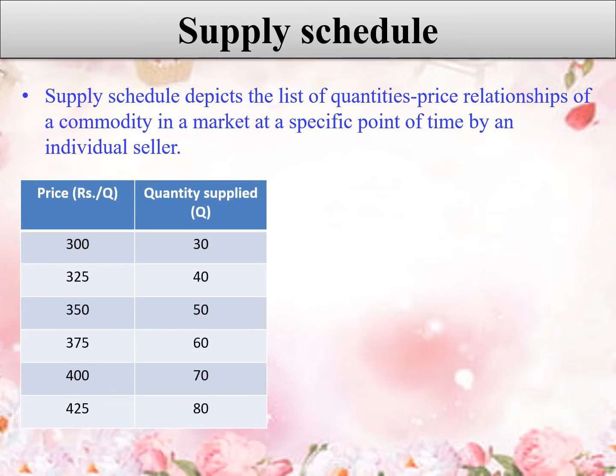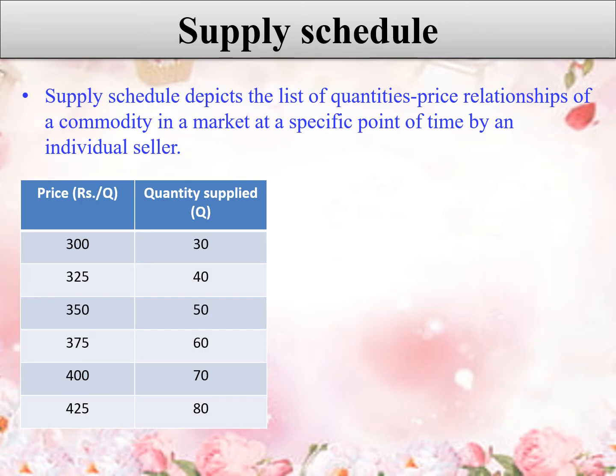Here is the table. It reveals that at the price of rupees 300, the quantity supplied by a seller is 30 quintal, at rupees 325, 40 quintals and so on. As the price per unit of a commodity rises, the quantity supplied is also increasing. As prices increase, sellers are committed to increase their sales.